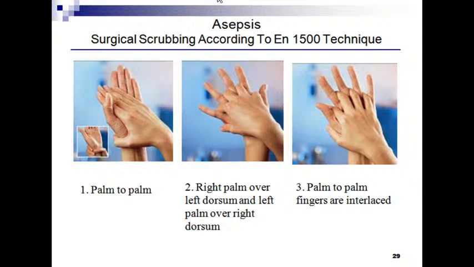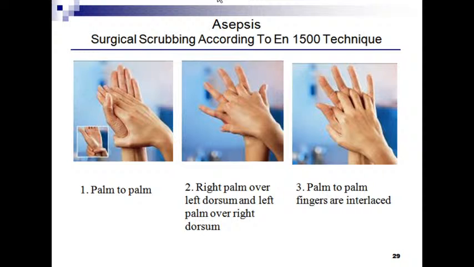Technique of surgical scrubbing. The technique involves 6 movements, 6 steps. You can use this technique for washing in water with soap and for rubbing of antiseptic solution on the skin of your hands. 6 positions of your hands. The main movement is friction.